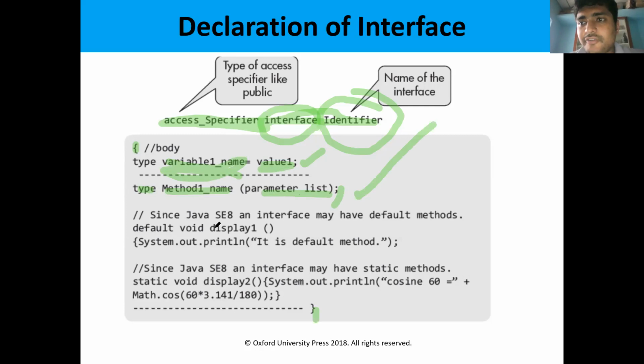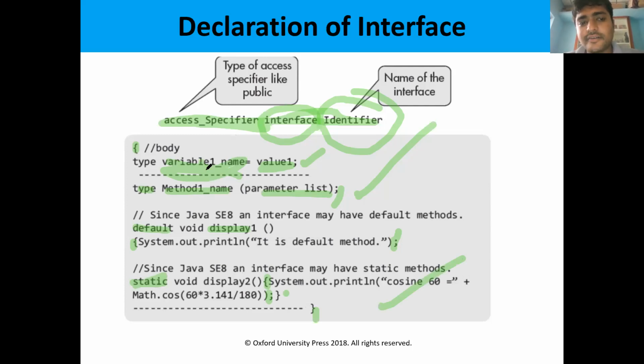Or if you want the definitions, then we can use default void display one, then we can have the definition in braces. We can have the definition here. And then static, we can use static. So we can have the definition here. So this is the simple syntax of declaration of an interface.